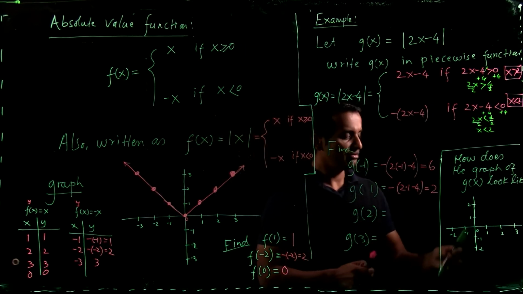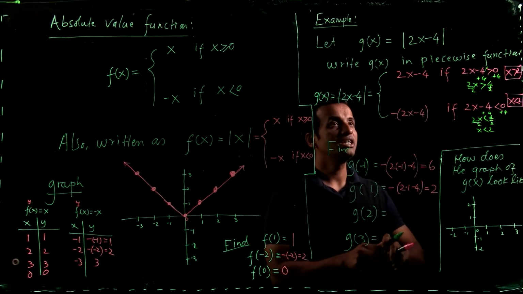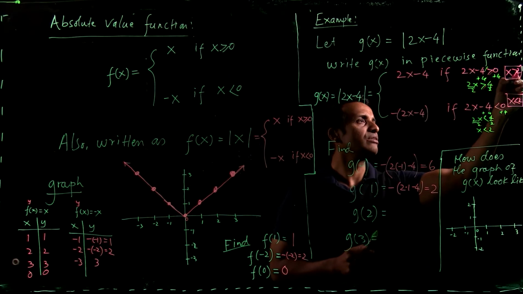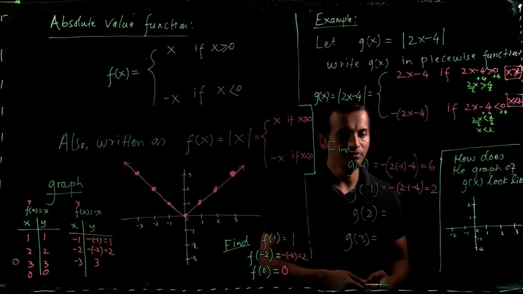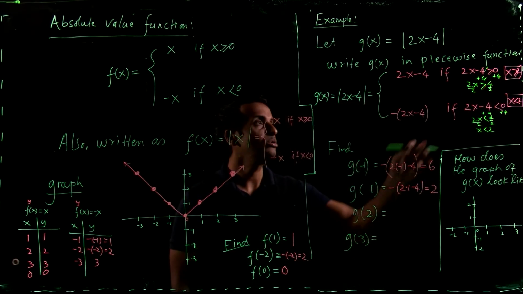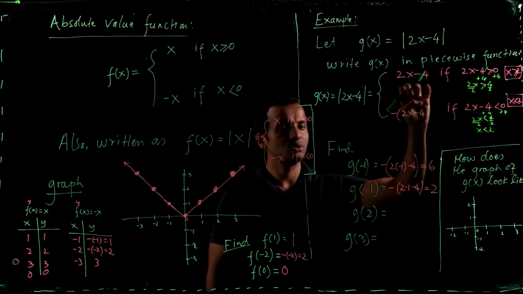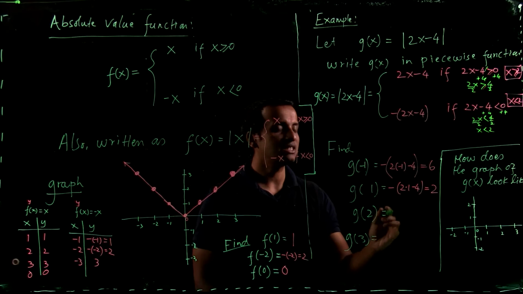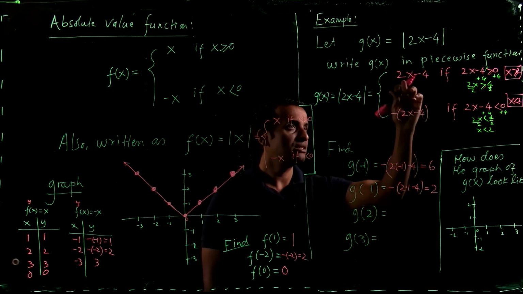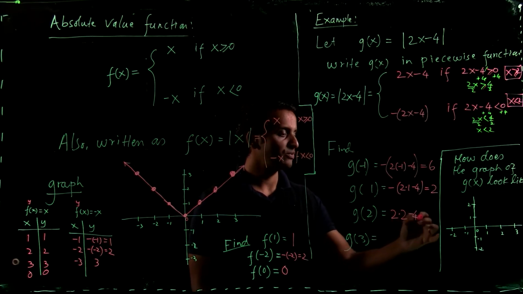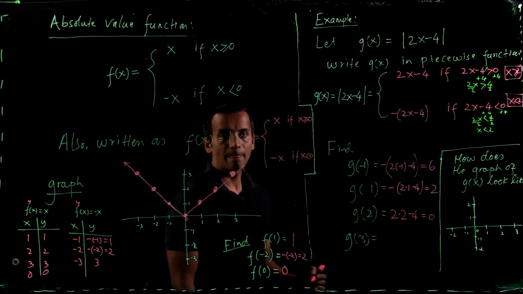Whenever g at 2, I forgot the equal to sign here, that should be greater or equals to. So you will get that, and then greater or equals to 2. Okay. When x is equals to 2, you pick this function, because for x greater or equals to 2, you pick 2x minus 4. Now you replace that x by 2. So 2 times 2 minus 4. So 2 times 2 is 4 minus 4 is 0.